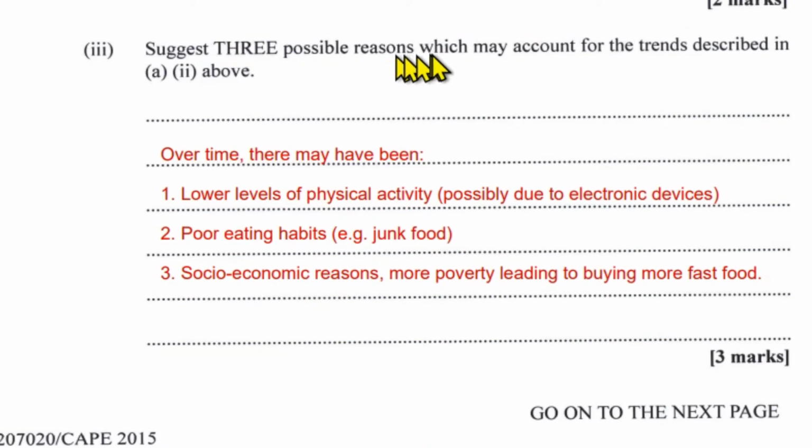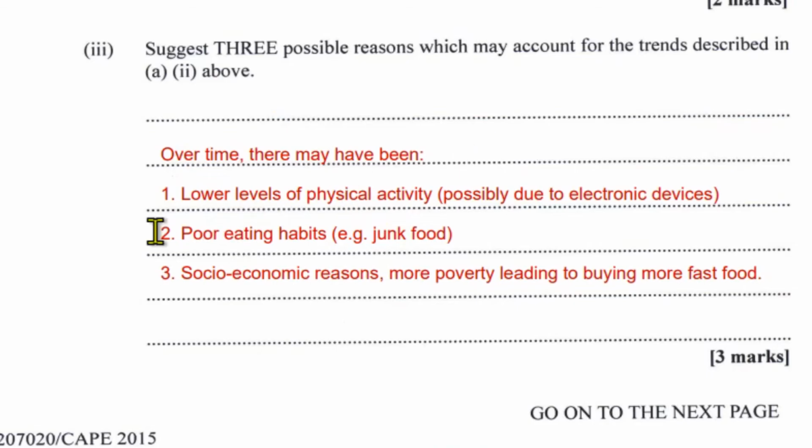Suggest 3 possible reasons which may account for the trends described in A2. So why is the obesity levels of children increasing? Well, one could be lower levels of physical activity over time, possibly due to the advent of electronic devices. It's made available widely now, and that kind of takes over the lifestyle of playing outside, things like that.